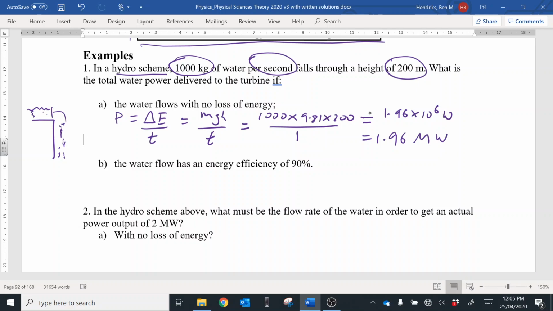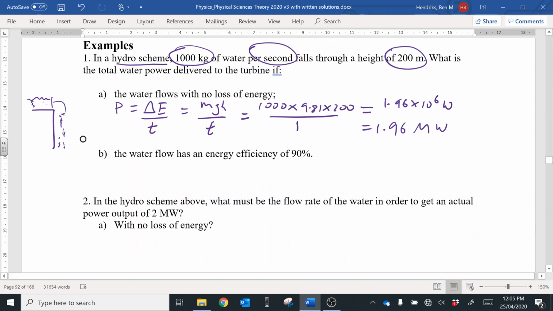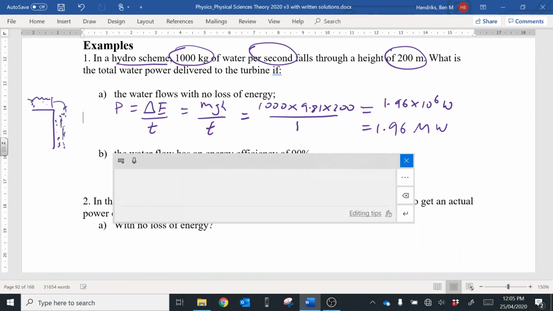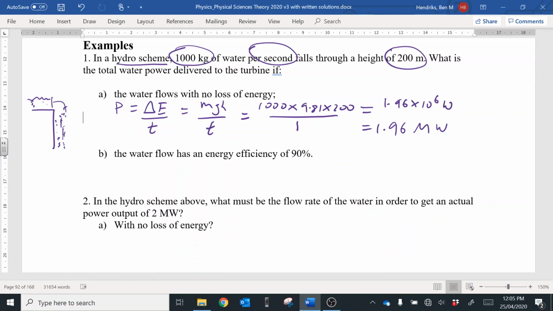If the water flow has an energy efficiency of 90%, so as we're falling down, we're losing some energy, maybe 10% of the energy is being lost to sound and heat and so on. So we can just say that P is equal to 0.9, so 90%, times 1.96 megawatts. That is equal to 1.76 megawatts.